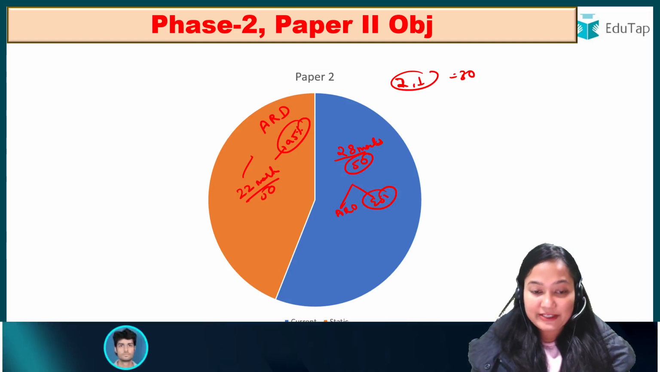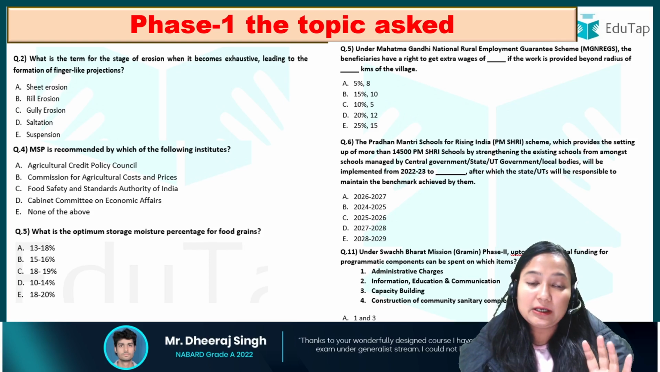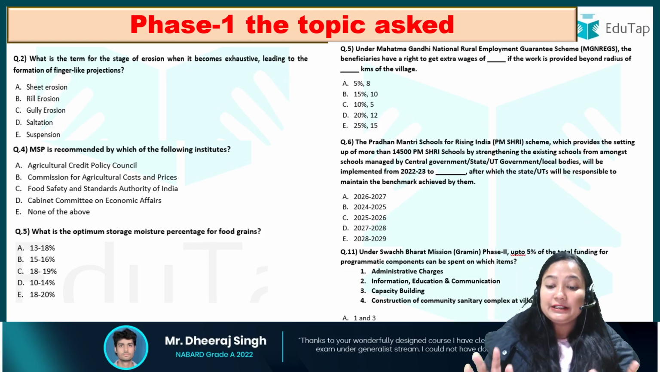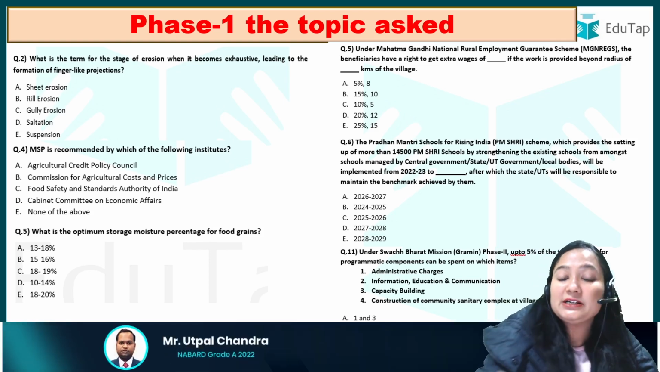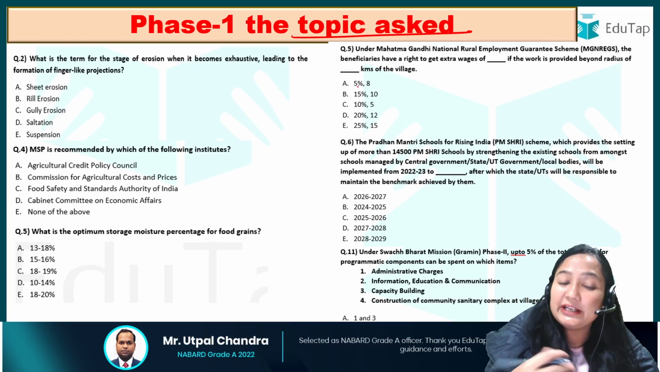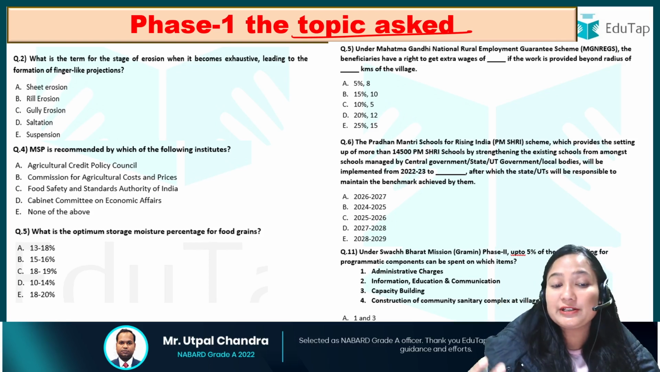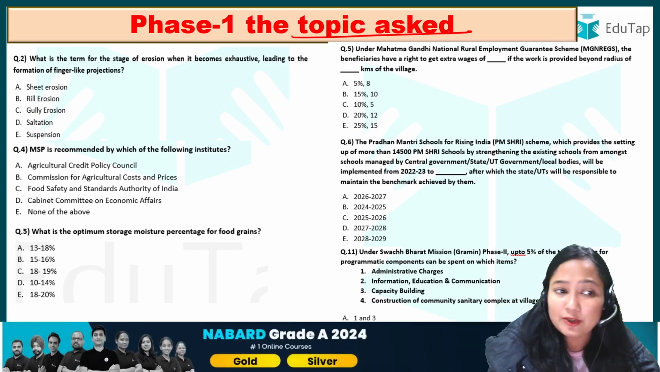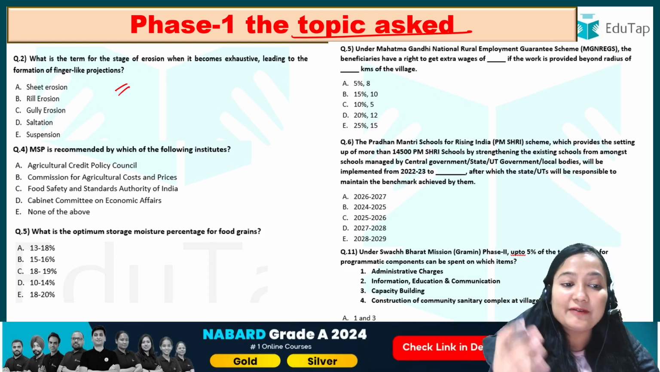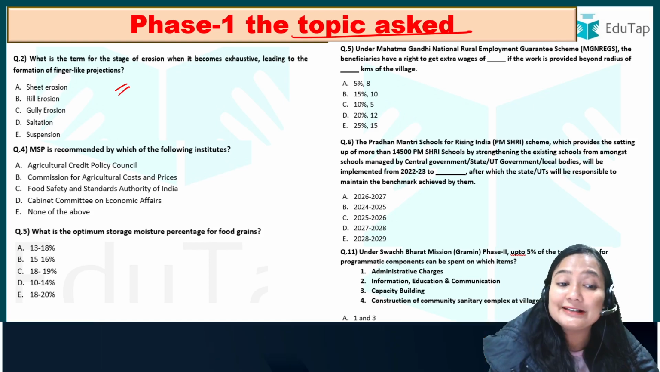So now let's jump into the topics that were asked. This was our third learning: the trend in terms of important topics was followed. In ARD we always say soil and water is an important chapter, and erosion is an important topic, so questions were asked from erosion. You can go check the videos where we have discussed the important topics. Erosion is clearly mentioned there.